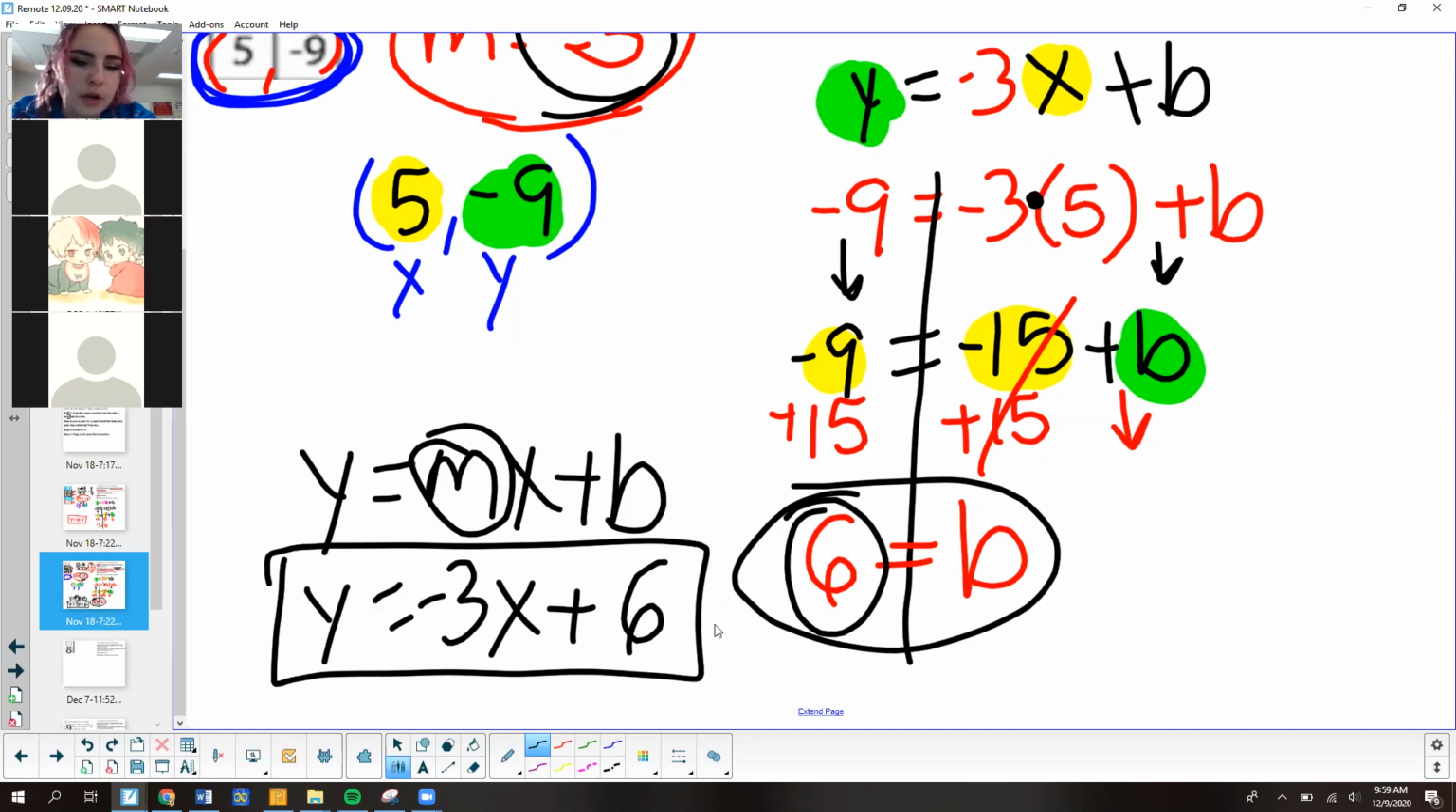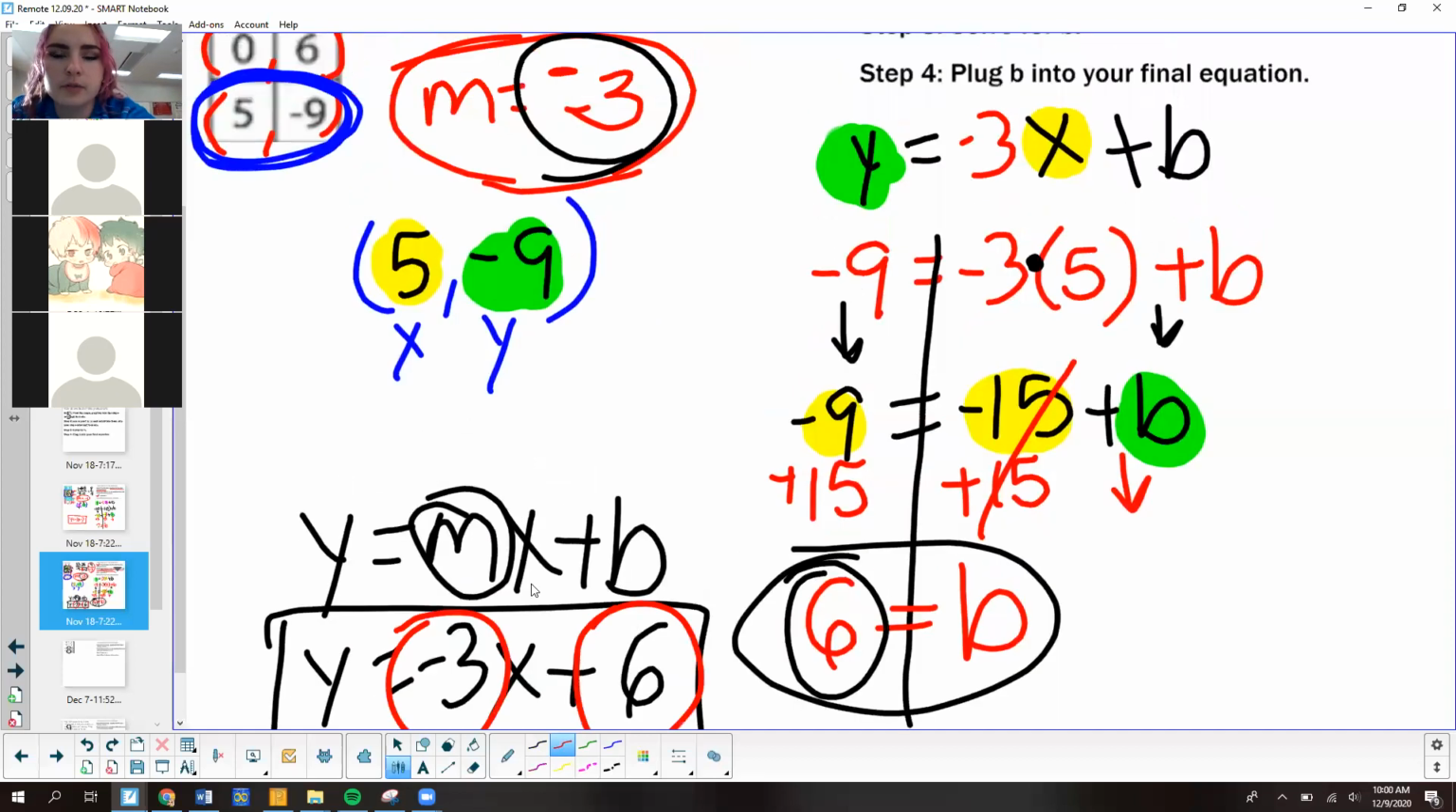Good, guys. So -3 is going to be our slope. Remember, if there's a negative in front, that is attached to the 3. So that's going to be a -3 is our slope. And then 6 is our y-intercept.